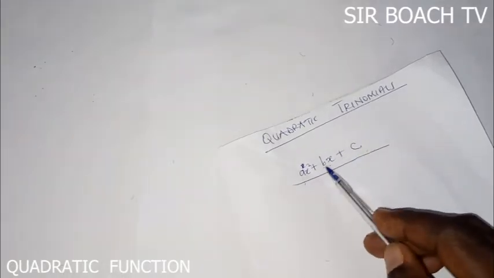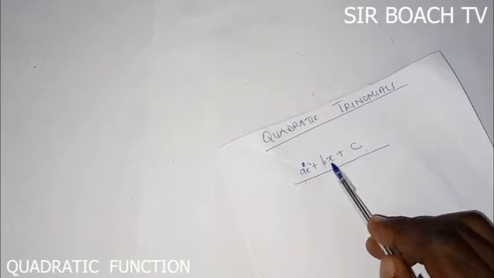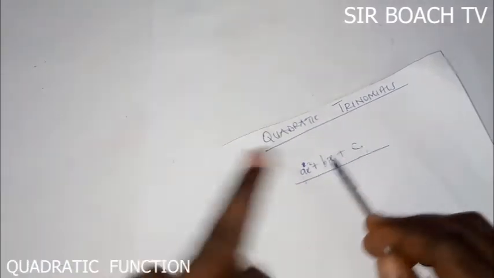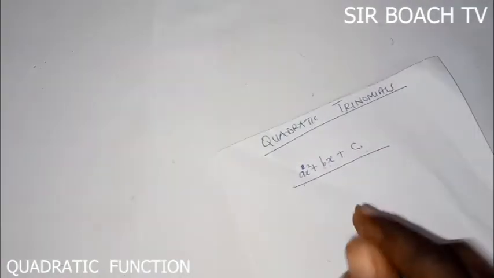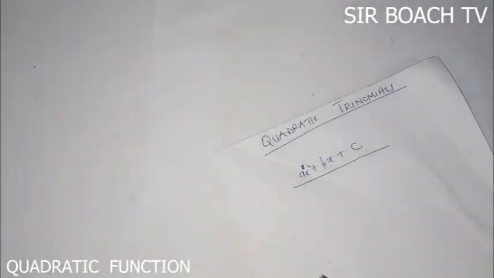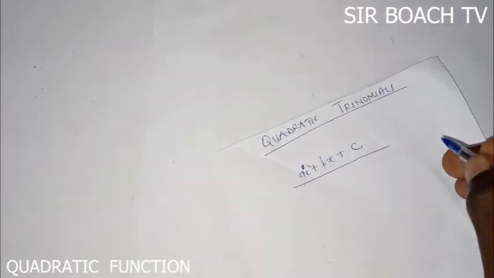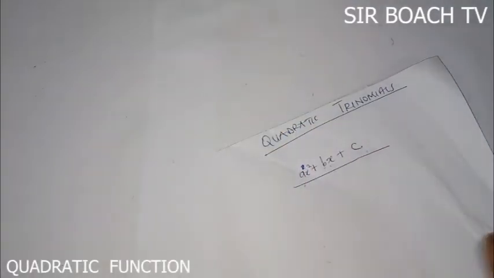Then we have a number with x. That is the coefficient of the x. We also have another coefficient of the x squared. So this is the format that will be given. Now, how is it solved? The idea behind quadratic trinomials is that when you are given a question, you will split this 3-term statement into a 4-term statement. Then you group the first 2 and the last 2, then you factorize. That's how it is done.